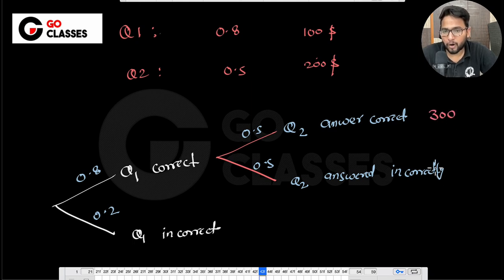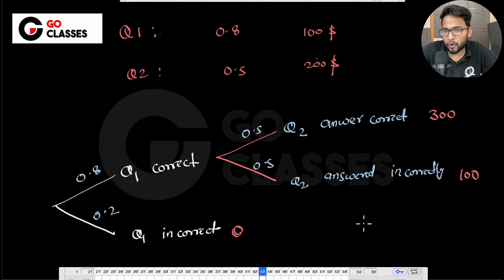At this particular point, how much will you be winning? Question 1 correct and question 2 incorrect. So you will be winning, I think, $100, right? And question 1 incorrect, $0. So this is the scenario. Either you win 100 or you win 300 if you start with question 1. So what is the probability of winning this 300?